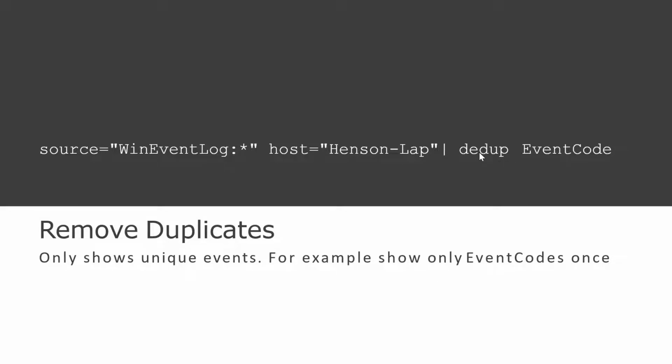So dedupe is a function on event code. That means here you are saying any logs which have a duplicate event code, remove it and show me. It will not be removed from the index. In the search results it will be removed. So it only shows the unique events, for example, show only event code source. Okay, so this is the stuff.